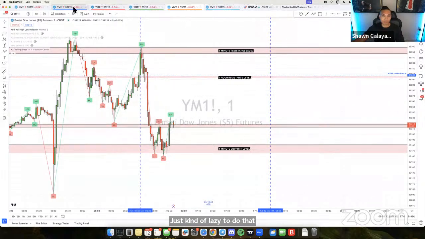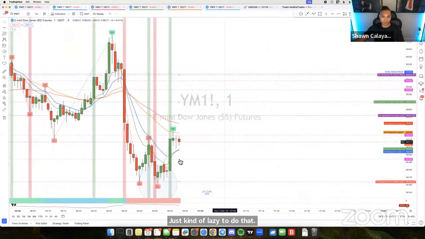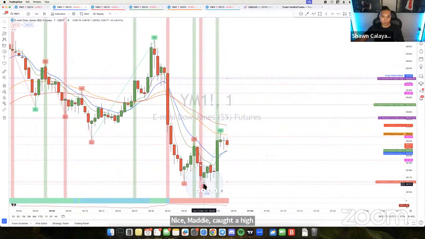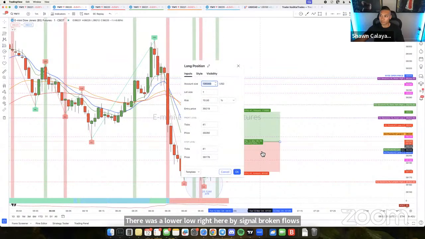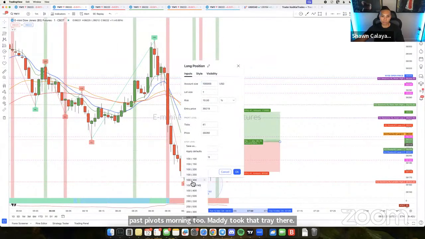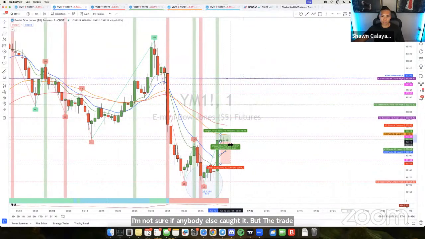Nice. Maddie caught a high-low momentum scalp. So the high-low momentum scalp just came up right here, guys. There was a lower low right here, buy signal, broken close past pivots 1 and 2. Maddie took that trade there. I'm not sure if anybody else caught it, but the trade came up right here. It was super, super quick. Full TP right there for a high-low momentum scalp.